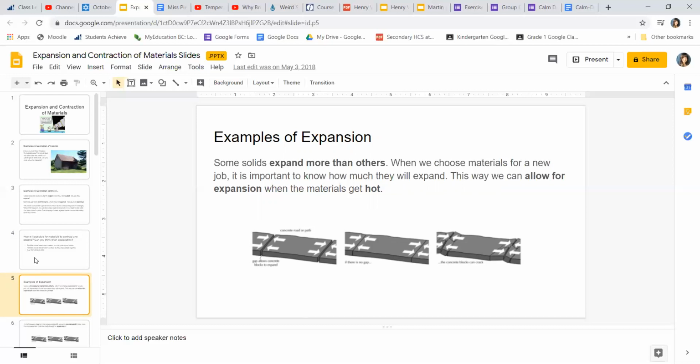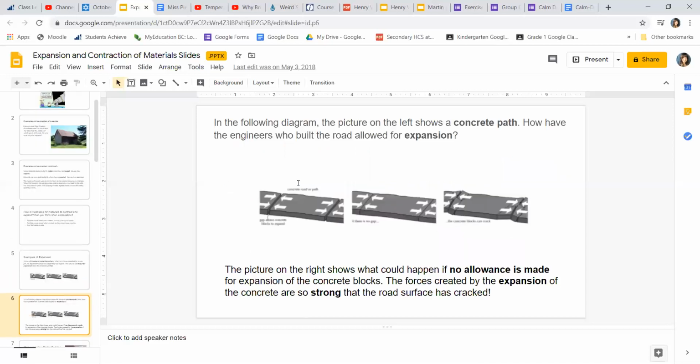So with that being the case, they have to find ways to work with those materials that are going to be expanding as the temperature gets warmer outside. And so they need to find ways to allow for that. And we're going to explore what some of those ways are. So let's say we have a concrete path.